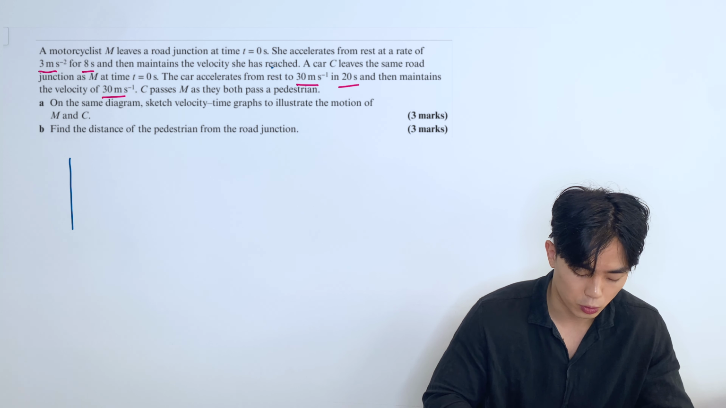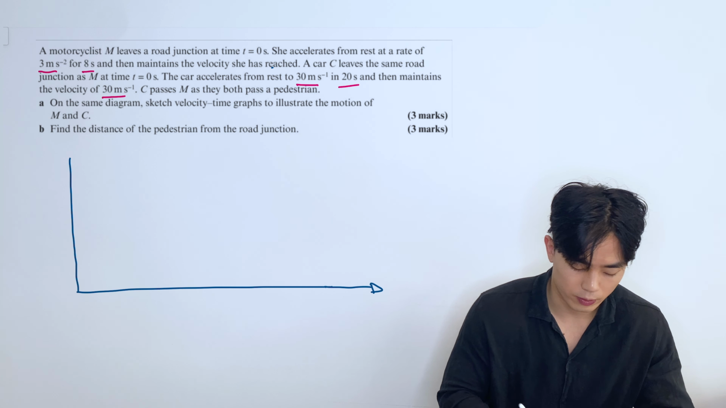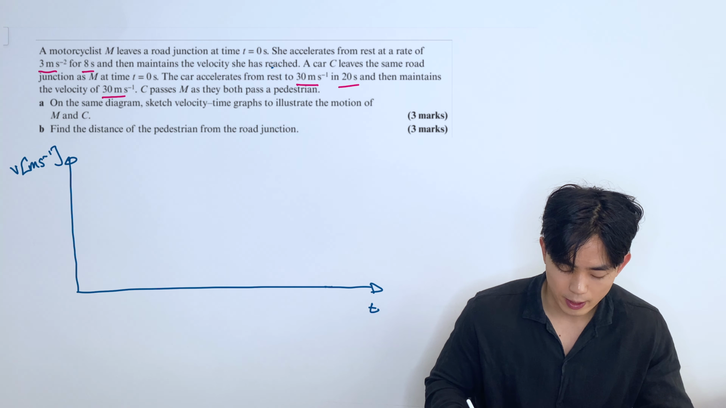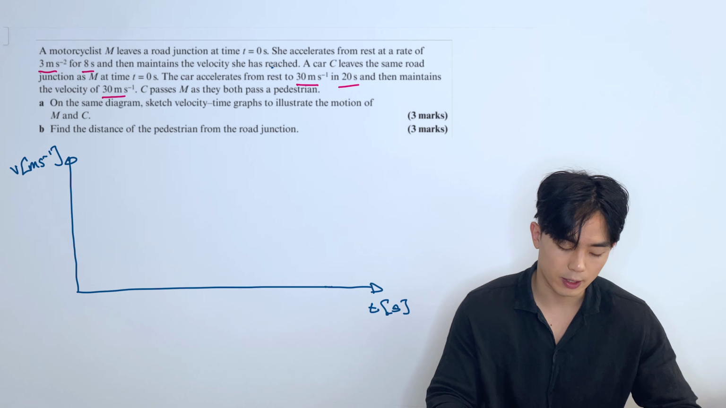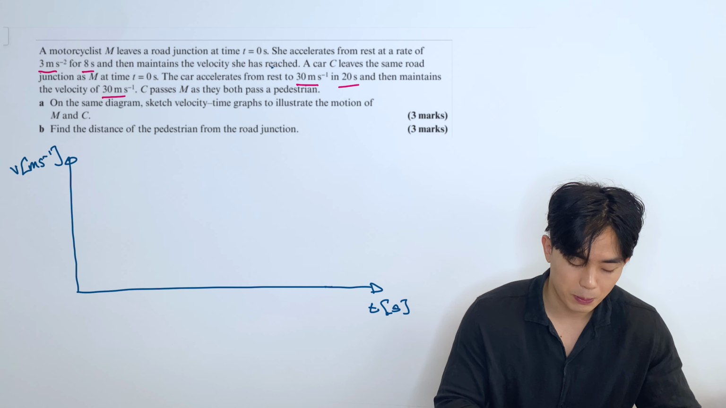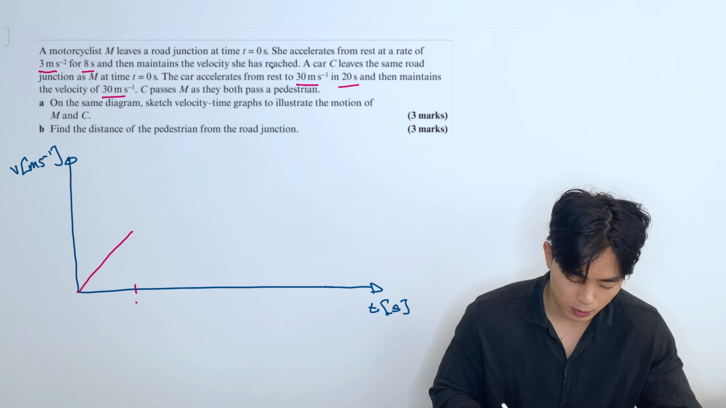Okay, so we're going to have to draw two graphs on the same axes. Once again, we're going to have velocity in meters per second, and then time in seconds. Let's deal with each one separately. Let's go for the motorcyclist first. She accelerates from rest at a rate of 3 meters per second squared for 8 seconds, so it's going to be a straight line upwards, like this, until 8 seconds.